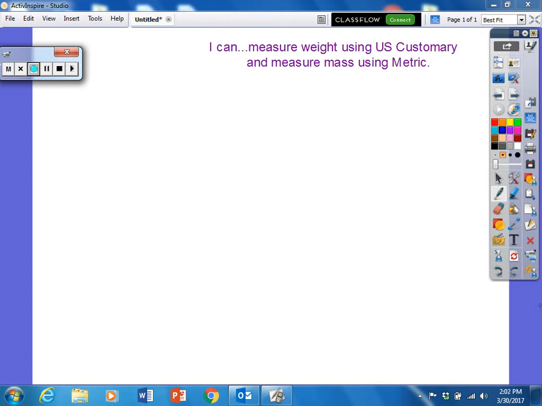Today we are going to be doing the I can statement of I can measure weight using U.S. customary and I can measure mass using the metric system. So before we get started, we're just going to discuss a little bit about the difference between weight and mass.